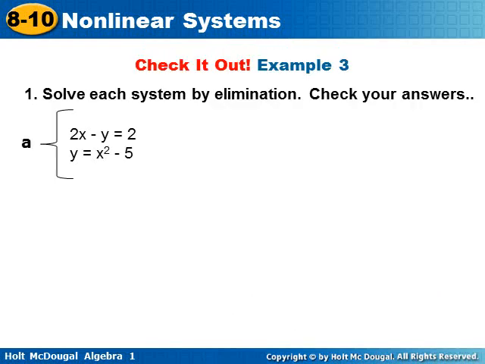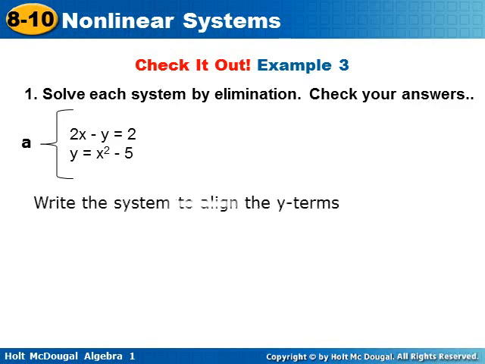Solve each system by elimination. Check your answers. For A, we have 2x minus y equals 2 and y equals x squared minus 5. This one's for you to try on your own, and then you can check back for your answer.